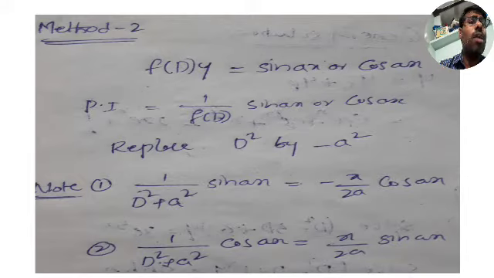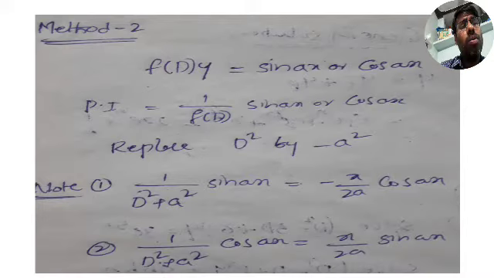Integration of sin is minus cos; we can remember it like that. 1 by D square plus a square of sin x is minus x by 2a cos x. And the second formula: 1 by D square plus a square of cos x, integration of cos x is sin x, so you can remember it like that: it is x by 2a sin x. So this is method 2.